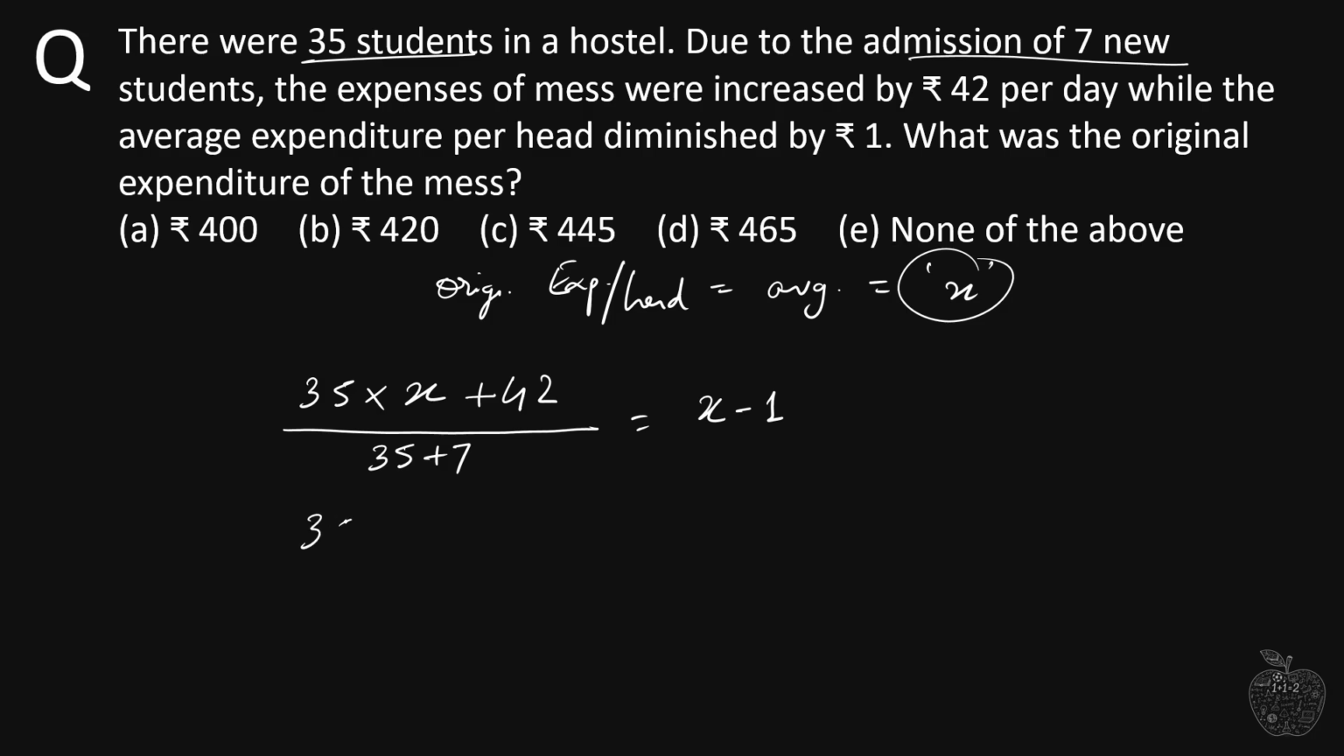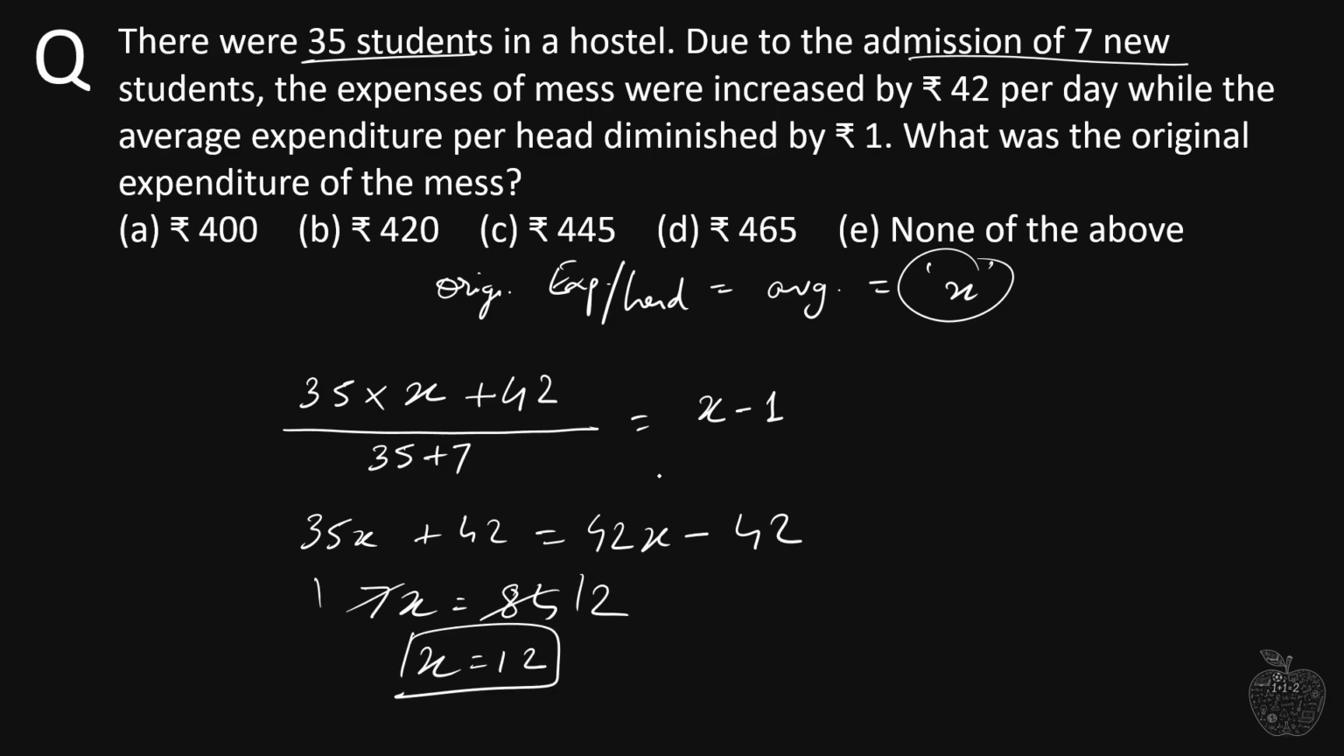So we get 35x plus 42 is equal to 35 plus 7 is 42, and 42 will go here and get multiplied. So 42x minus 42. This 35x goes on the right hand side, so we get 7x is equal to 42 plus 42, which is 84. So 7 twos are 14, and we have the value of x here, which is 12. So the original expense per head is 12.